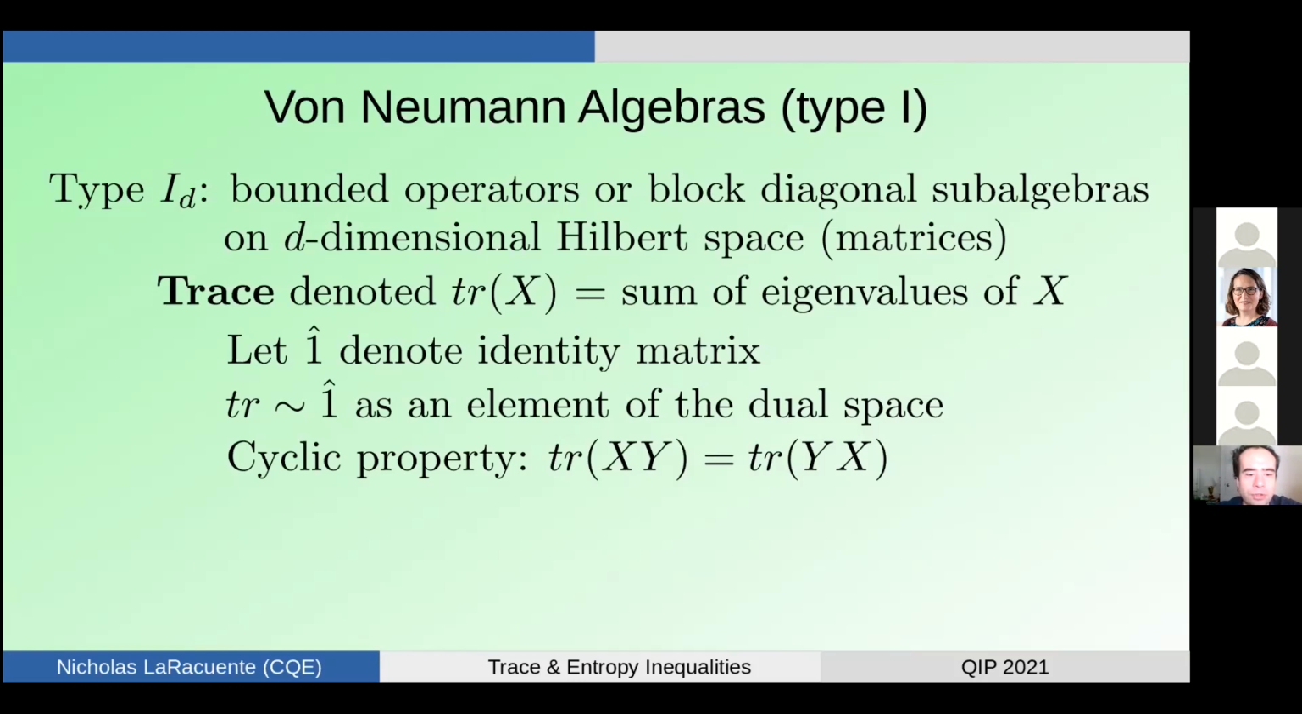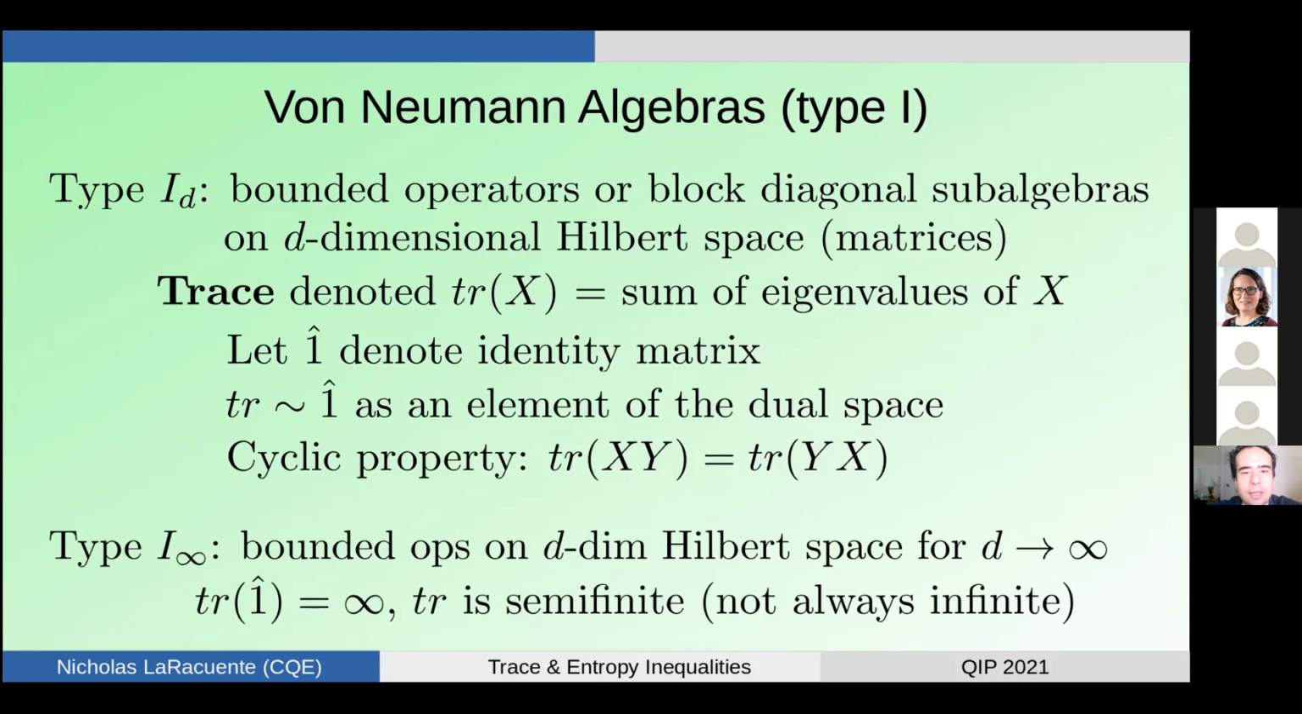Now, these, of course, have a trace. The trace is a sum of eigenvalues. And we can take the trace to be an element of a dual space, which we can also represent using matrices. When we do so, we'll find that the trace is proportional to an identity matrix. And of course, it also has this cyclic property that is really essential to it being a trace. Now, we can get an infinite dimensional system by taking the limit as the dimension just goes to infinity. And this will lead to what's called a type I_infinity algebra.